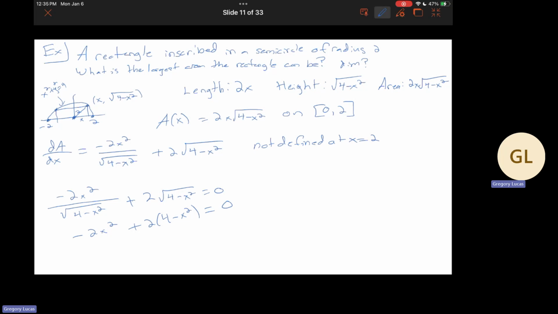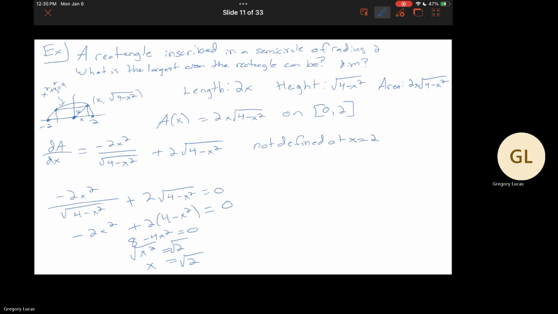So if I simplify this, I'd get 8 minus 4x squared equals 0. So I can subtract the 8 to the other side and divide by -4. This would simplify to x squared equals 2. I can square root both sides. So I'd get x equals plus or minus square root of 2. But remember that it has to be positive. So x has to be positive as a length. So we can just say x equals the square root of 2. So that is the only one in the domain.